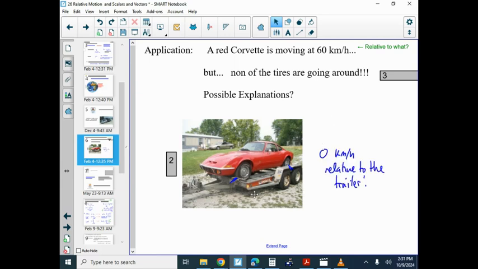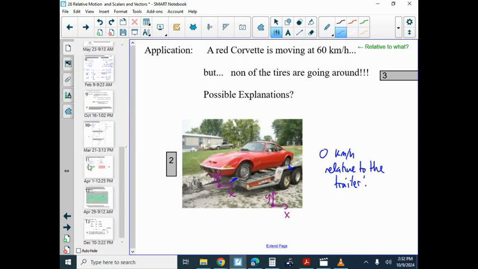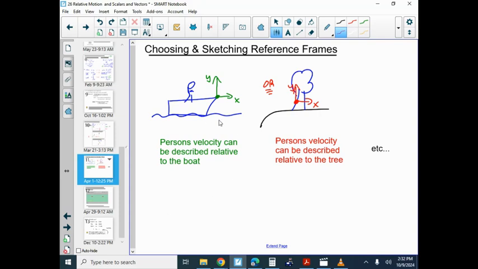So basically, you could picture the car's speed relative to various reference frames, right? The trailer itself could be a reference frame where you're listing your X and Y reference frame: up and down, left and right, east and west, or whatever. Or we could be looking at the Earth as your reference frame. In this case, I'm just putting an X and a Y coordinate on, so we can look at the dimensions there.